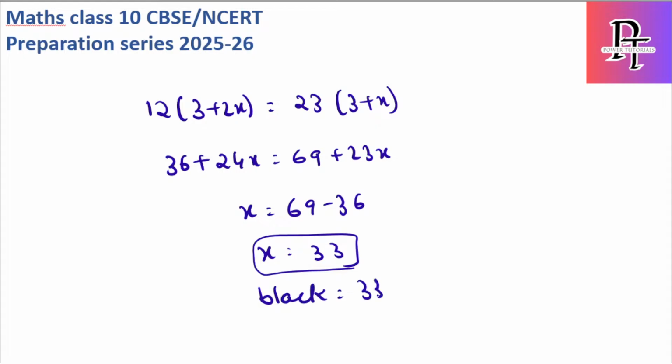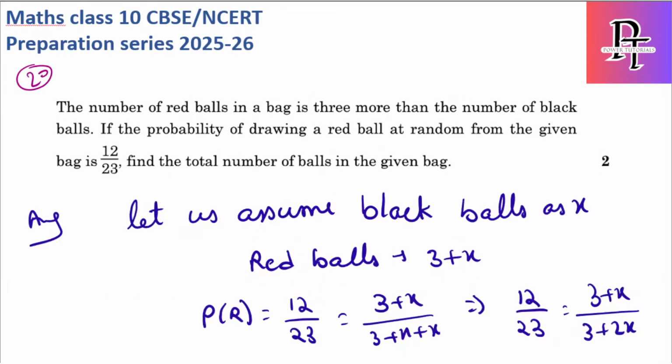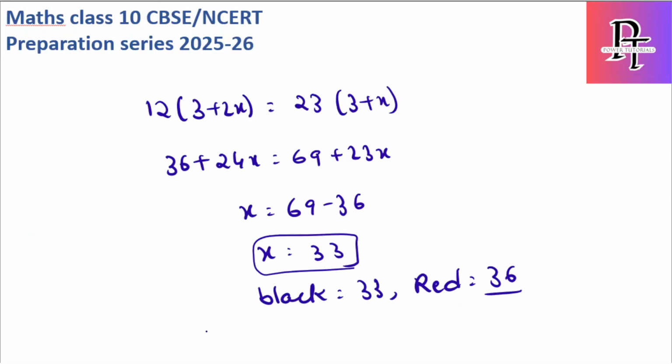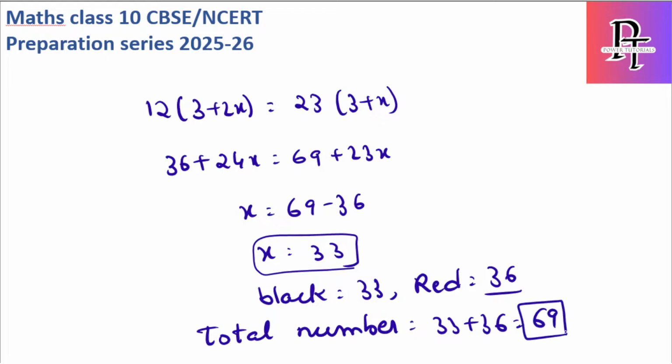Black are 33 and red are plus 3, which is 36. So what are they asking in the question? The total number of balls in the given bag. So total number is equal to 33 plus 36, which is 69. So 69 is the final answer. Okay, so in this way all the questions of the probability chapter are done.